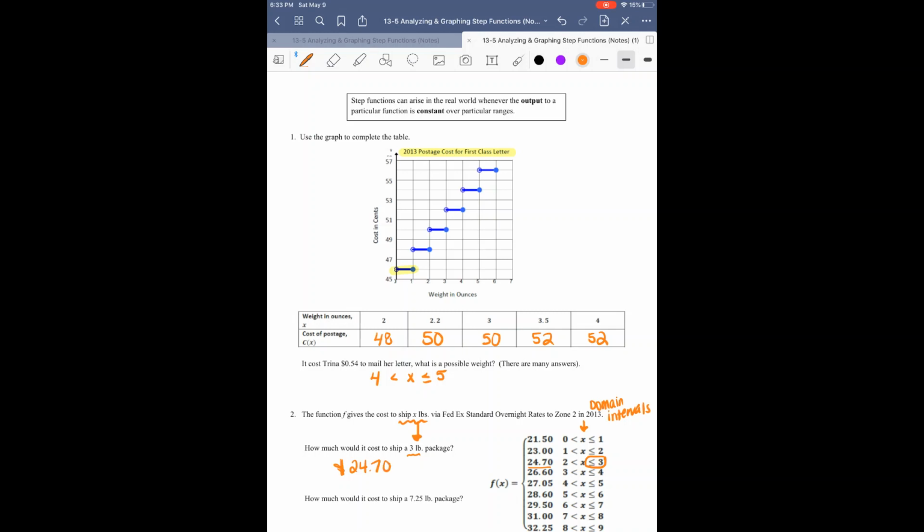How much would it cost to ship a 7.25-pound package? Okay, so I'm going to go back into my domain interval and locate where 7.25 would be. Okay, so it would fall somewhere in this range because it's between 7 and 8. So the cost would be $31.